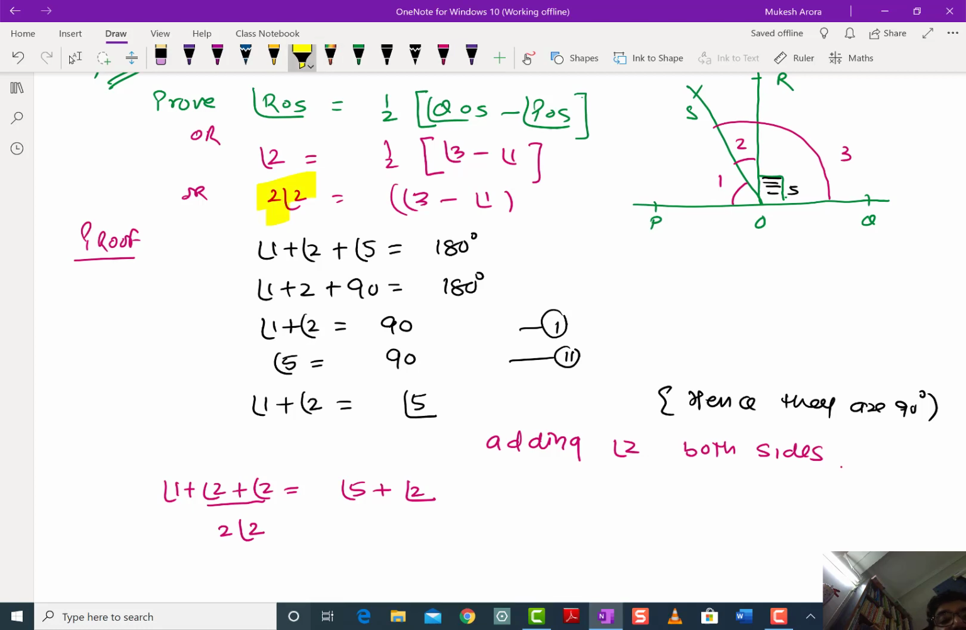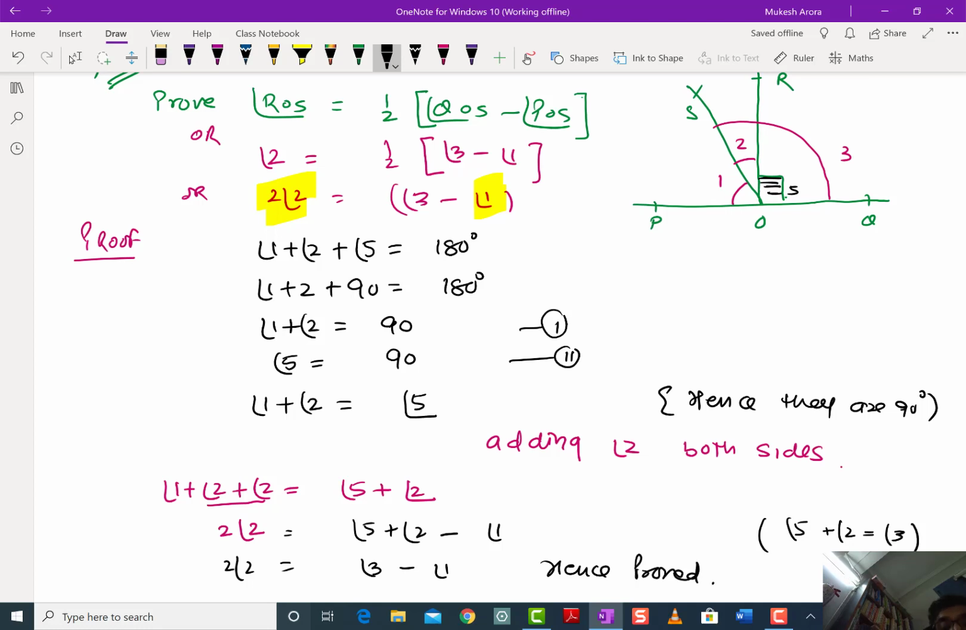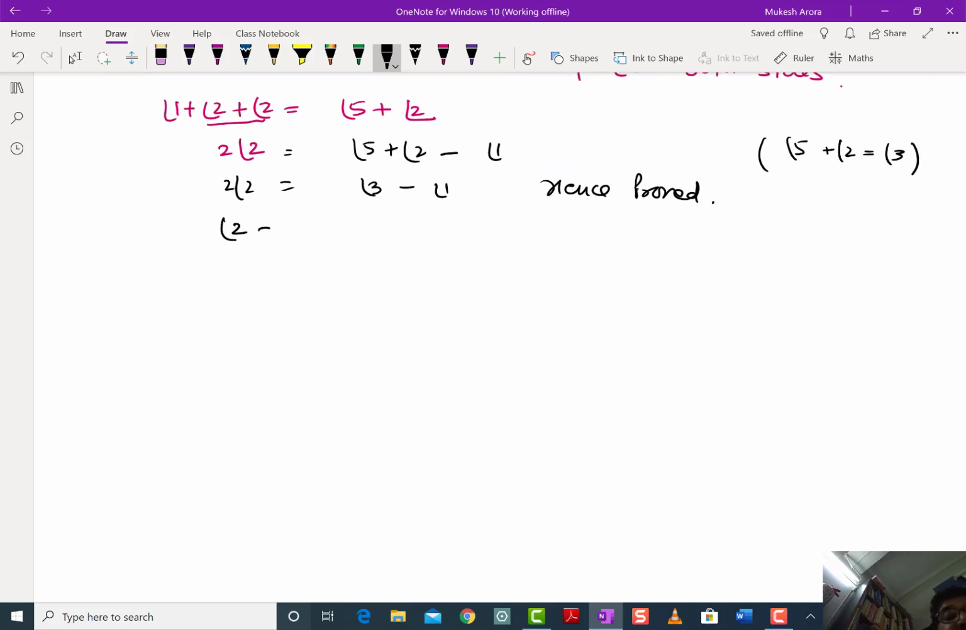Keep on looking at what you have to prove. Is equal to angle 5 plus angle 2 minus angle 1. Angle 1 is also with you. So 5 plus 2, this is 5 and this is 2, is equal to angle 3. Angle 3 minus angle 1, hence proved. Or further if you want to write, you can write angle 2 is equal to half of angle 3 minus angle 1. So you have to do the sum very carefully.